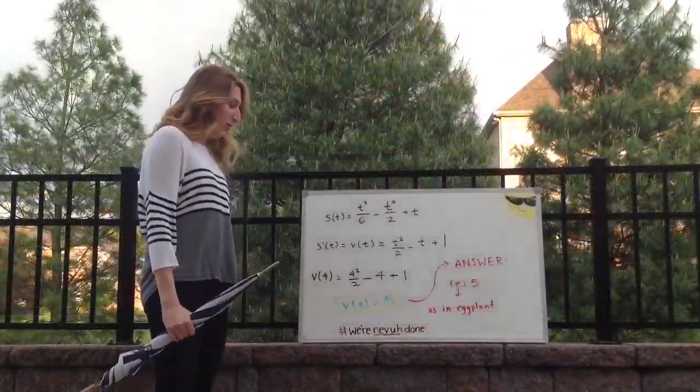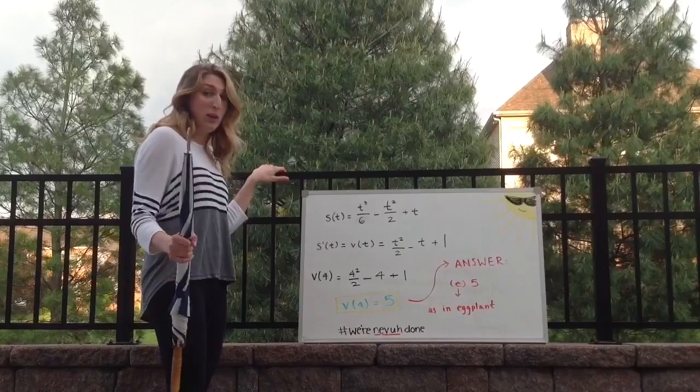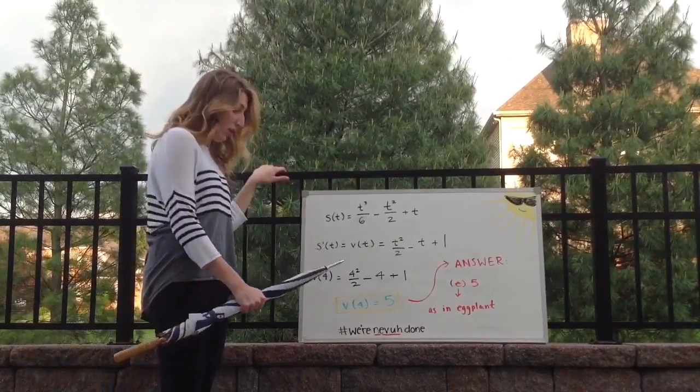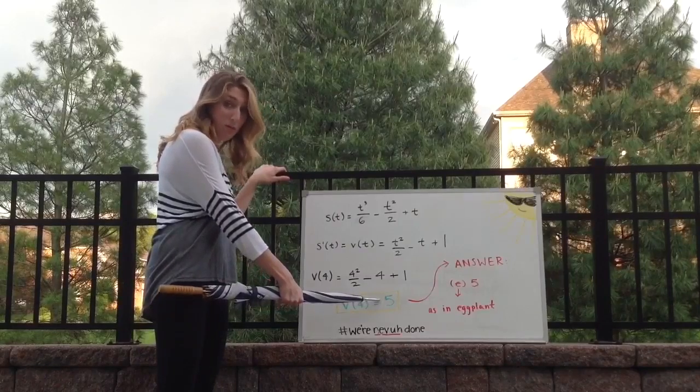Now that you have your derivative, you're just going to plug and chug. That means you're going to put a 4 anywhere you see a t. When you do that, you're going to come out with the answer of 5. If you didn't, you did it wrong.